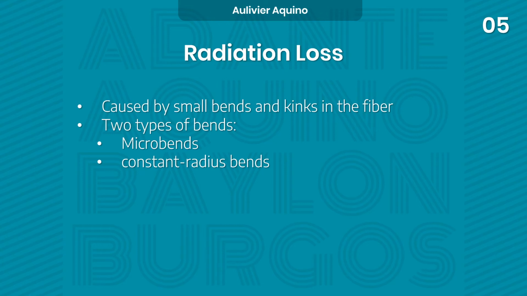The next type of loss is radiation loss. It is caused by small bends and kinks in the fiber. There are two types of bends, microbends and constant radius bends. Microbending occurs as a result of differences in the thermal contraction rates between the core and cladding. In other words, the core might contract at a different rate than the cladding. Microbends represent a discontinuity in the fiber where Rayleigh scattering can occur. Constant radius bends occur when fibers are bent during handling or installation.